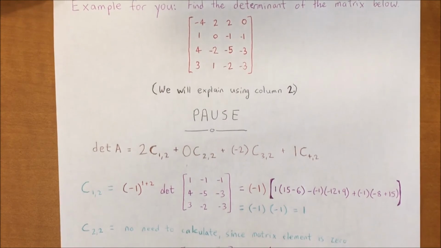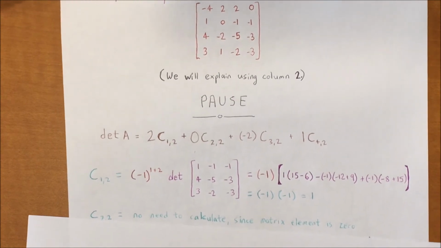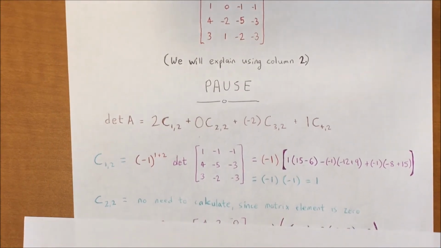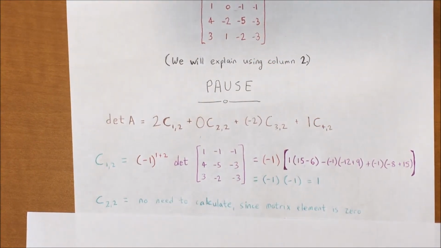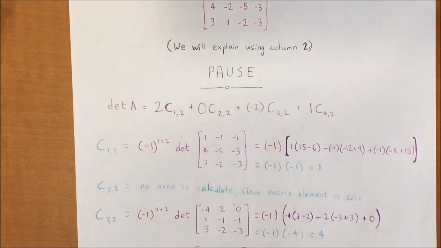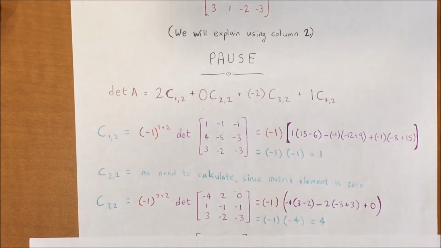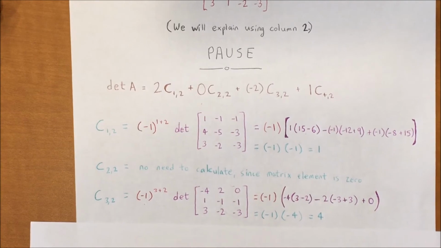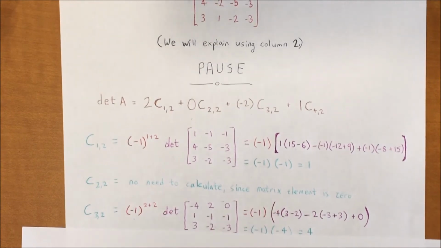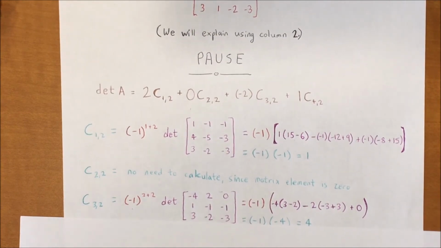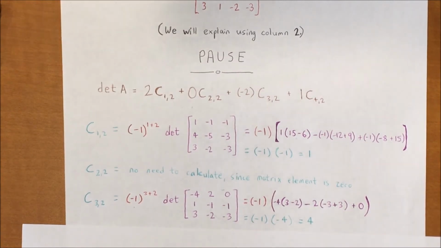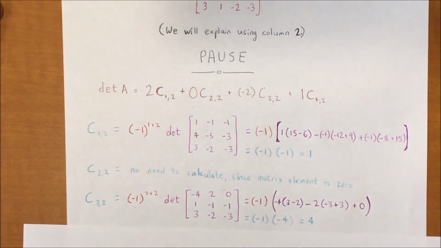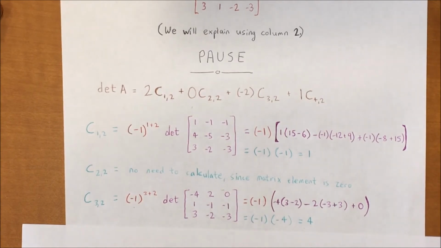In the second cofactor matrix, since the leading coefficient here is 0, we do not need to calculate it, it's going to give you a 0 automatically. In the third cofactor matrix, we do the same thing first, which is -1 raised to the i plus j power, which is 3 plus 2 in this case, times the determinant of the 3x3 matrix. In this case, it will be -4, so it will be -1 times -4, that gives you 4.